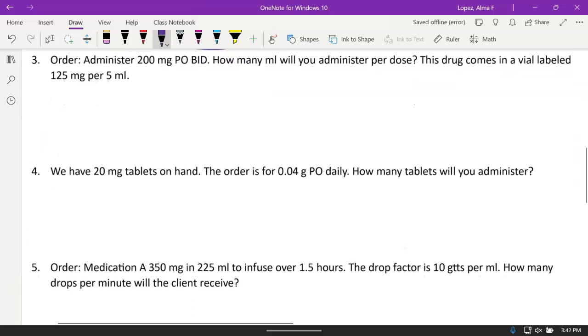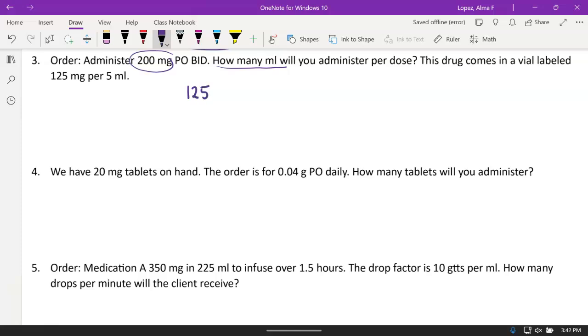For number 3, the order is 200 milligrams, so that's our dose, by mouth, BID, twice a day. How many milliliters will you administer per dose? This drug comes in a vial labeled 125 milligrams per 5 milliliters. Always underline what you're looking for or write it down for yourself. So we're going to start. Because they gave you a vial or a label or a box or an ampule, whatever it is to read, this is going to be a dosage problem.